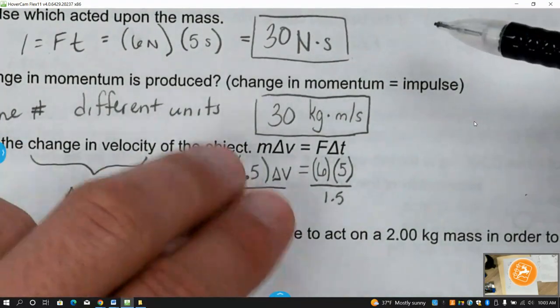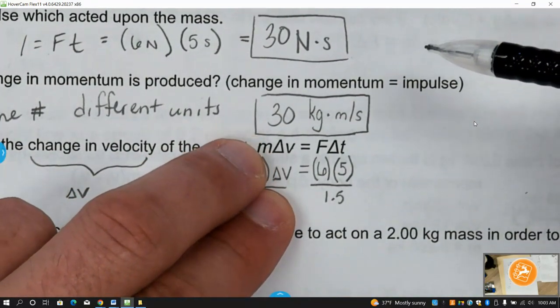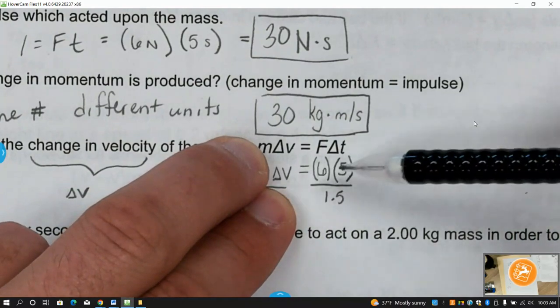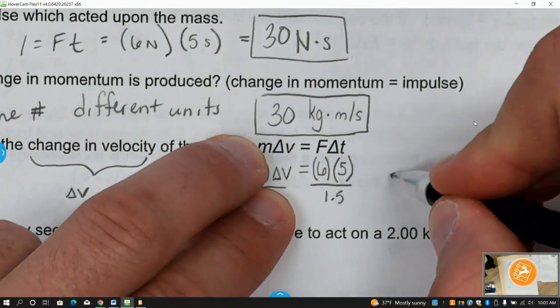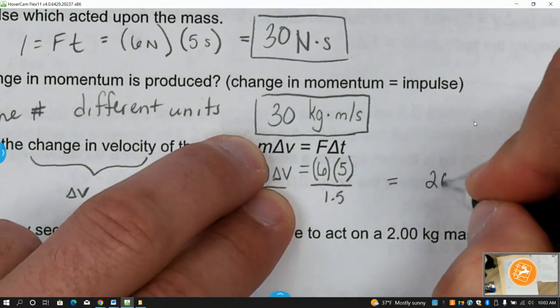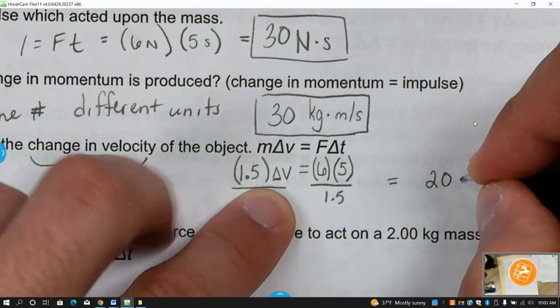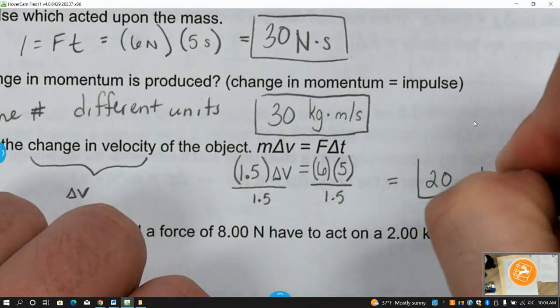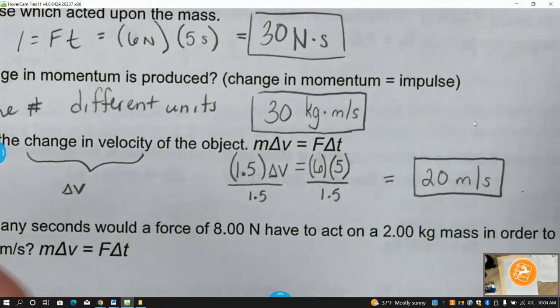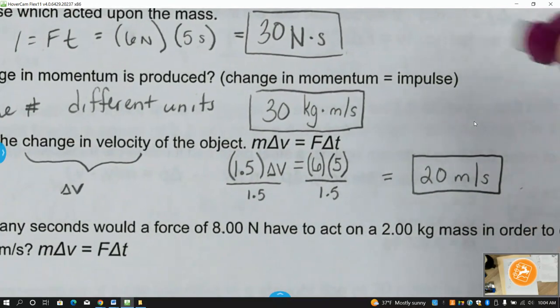So this is going to equal 6 times 5, which is 30, divided by 1.5. And that comes out to give us 20. And the unit for velocity is meters per second. Now, the little triangle, again, guys, just means the change in speed. So this is basically telling me I've increased my speed by 20.